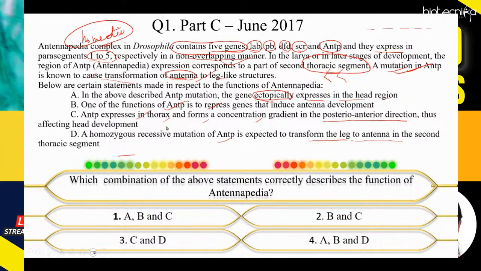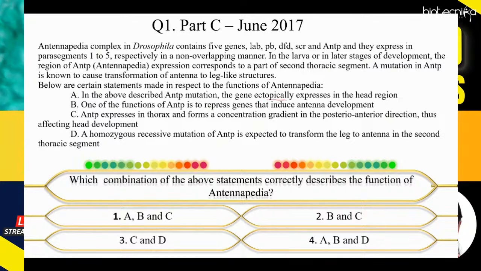So clearly we can see that whatever antennapedia was supposed to do, it is affecting the mouth part also, and the mouth is in the head region. So statement A has to be correct, isn't it? The gene ectopically expresses where it was not supposed to be present, but still it has expressed over there. This must be a gain of function mutation. Gain of function means that it will be overexpressed. Apart from its regular region, it will be overexpressed in that area.